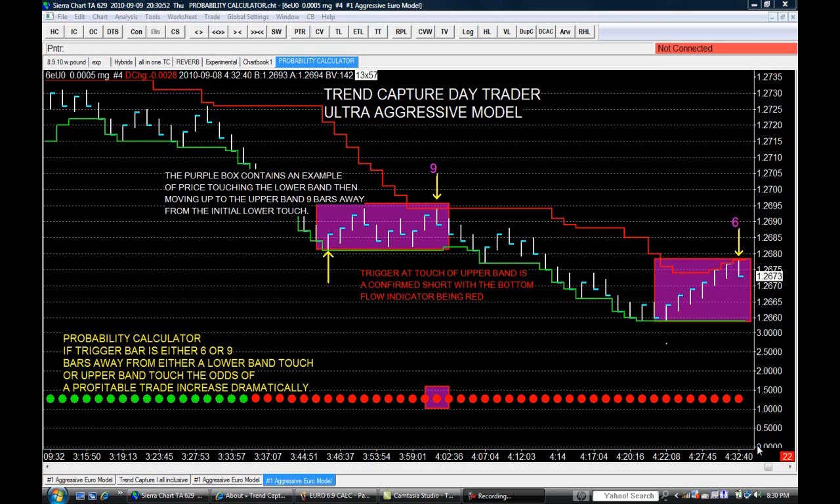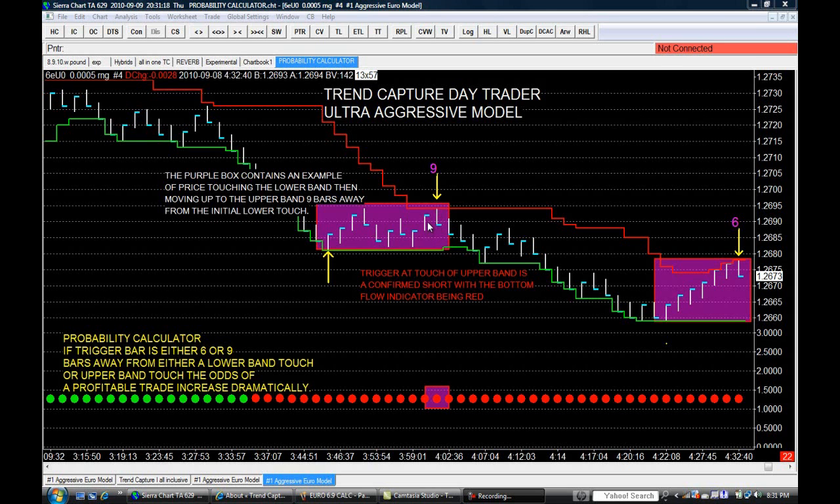So what we were able to come up with, and I'm going to show examples from the last 2 days, was what we're calling a probability calculator. And basically all it is, you are looking at when you get a trigger, like here the flow indicator was red, and you touch the upper band. So now you have a short trigger.